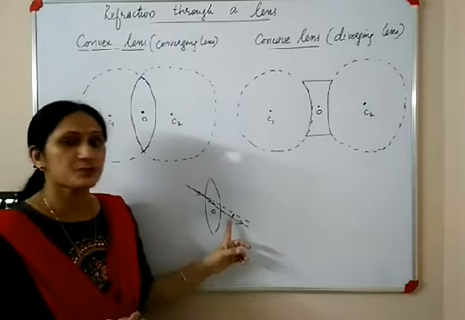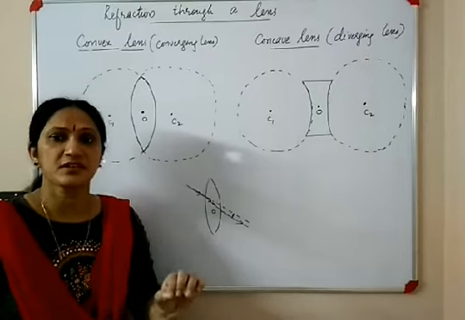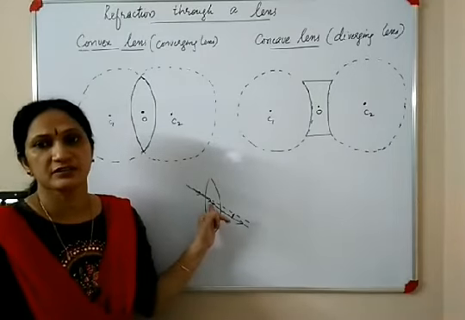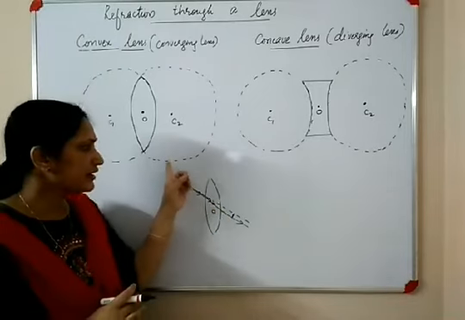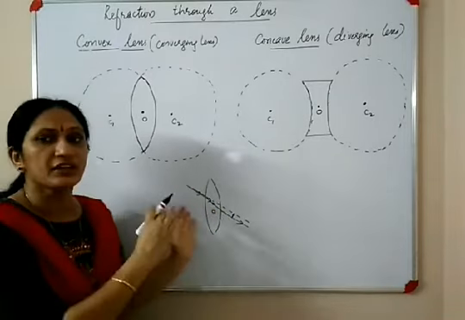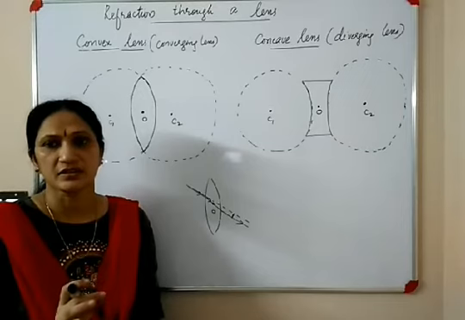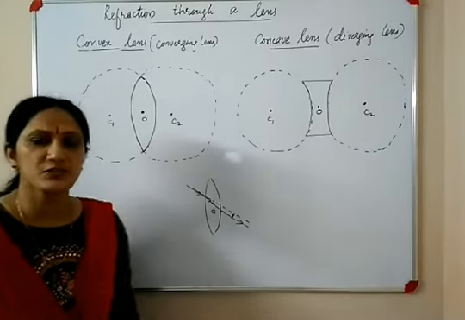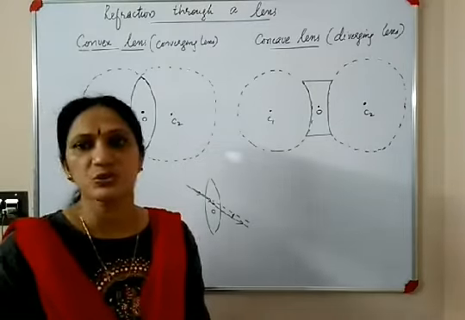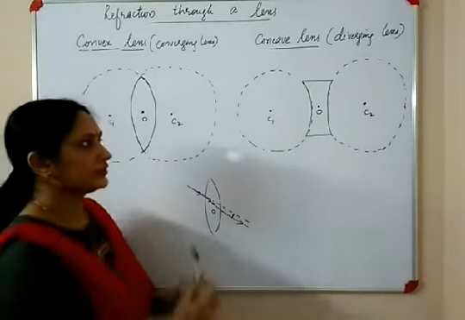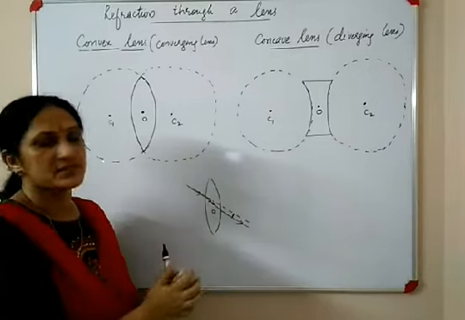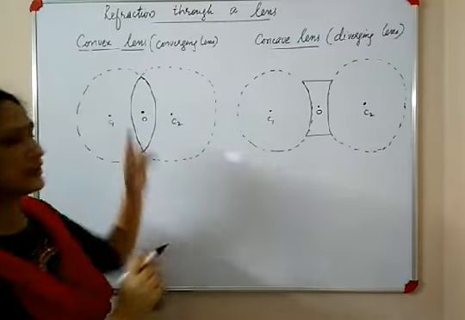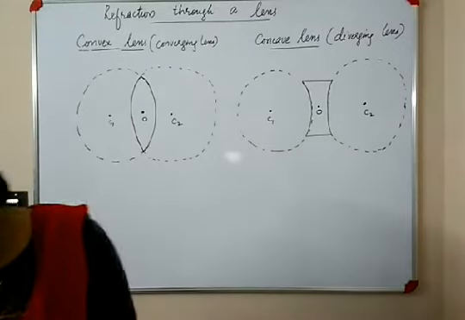And this lateral displacement will be least if the refracted ray passes through the optical center. So we assume that if any light ray passes through the optical center, it goes undeviated. That least lateral displacement we are ignoring. So we assume that if any light ray passes through the optical center of the convex lens or concave lens, it goes undeviated. So the midpoint of the lens we call the optical center.